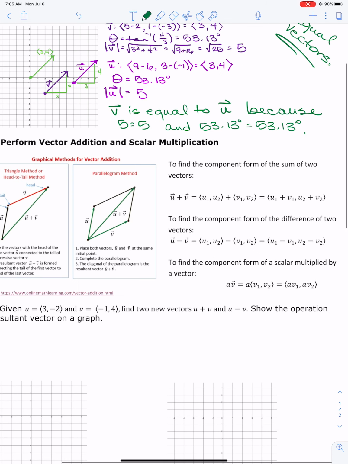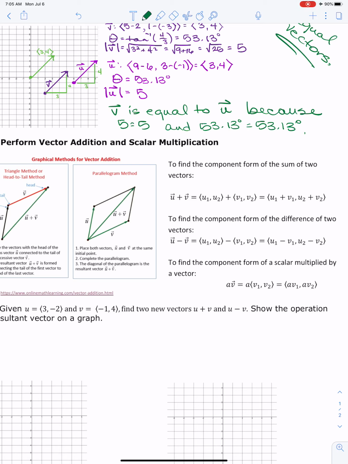Component-wise, we've got that over here to the right, kind of nice. When I'm traveling along one and then the other, I'm just going to add my two x components together. I'm going to add my two y components together, and I get the sum of two vectors as the vector of the sum of the components.